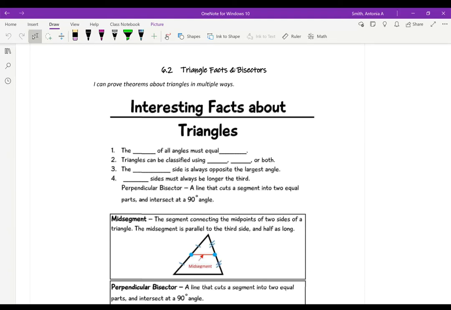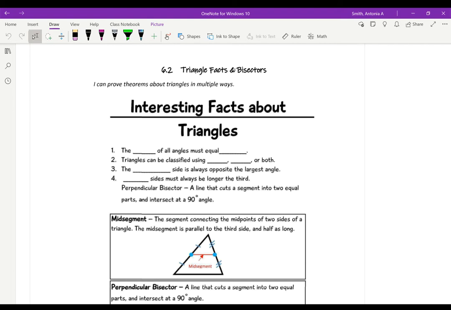Okay, so we're going to move on from proofs for a little bit and talk about some triangle facts. Our main goal is to eventually be able to prove theorems about triangles, but first we're going to review some things about triangles, okay? Like I said, we're moving on from proofs. We did our algebraic proofs. We've done some geometric proofs. Now we're moving on to triangles.